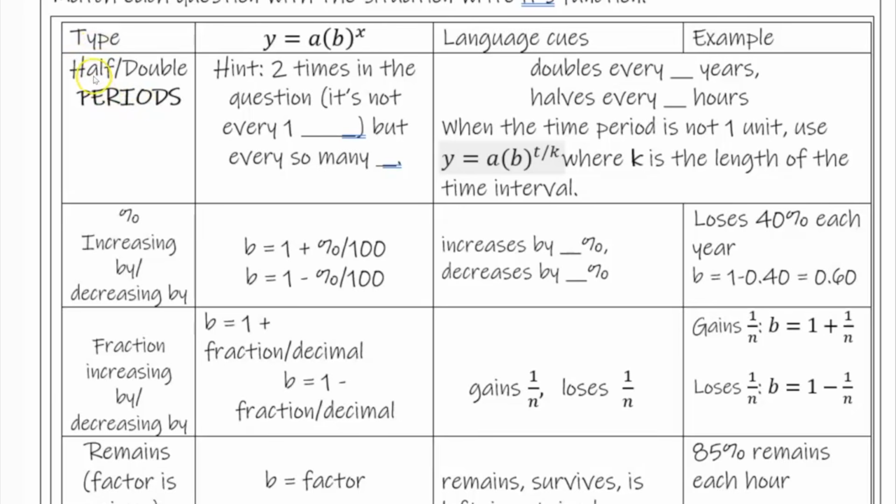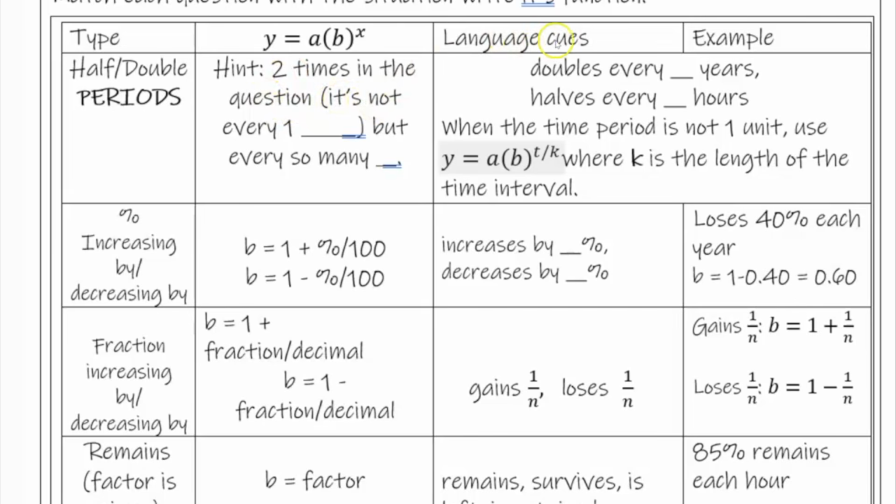So if you see the question asking something about half-life or double, you need to ask yourself if it's every 1 year, or if it's every 5 years or every 10 years or every 15 years. So basically, is there a period in your time? The hint is going to be if you have 2 times in the question, it's definitely not every 1 year, or 1 hour or 1 week, but every so many hours, weeks, or whatever the time is. So that's going to be the hint.